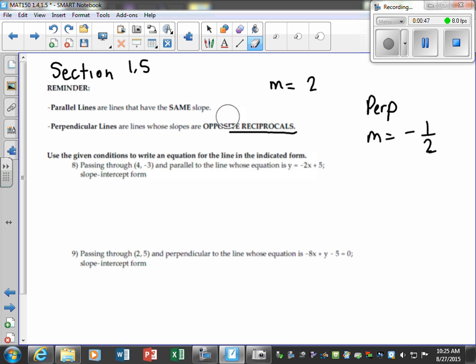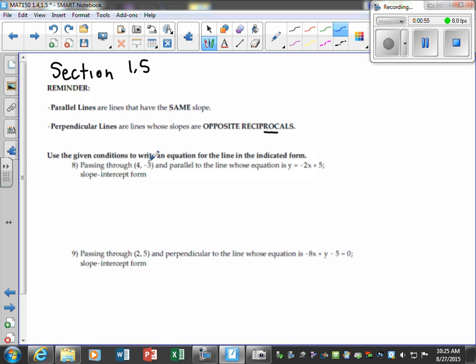Okay. Given the conditions, write an equation in the indicated form. So now we're going to be given certain things. We're given a point, passing through a point, and parallel to the line whose equation is given. So we're given an equation, and we want to know about this parallel line. Well, all we care about in that equation that is given is the what? The slope. That is in slope-intercept form.